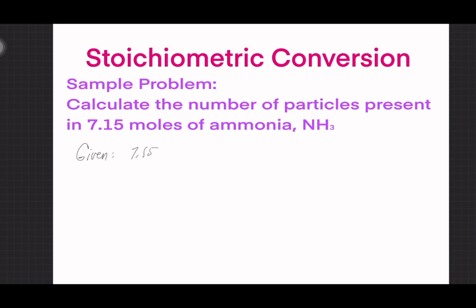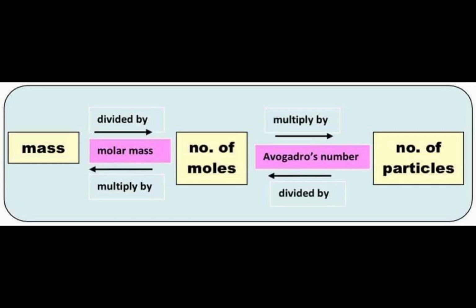Now, sa kaning sample problem, kinahanglan nato ang number of particles given na ang number of moles. To solve, we need to multiply number of moles with Avogadro's number, or 6.02 times 10 to the 23 particles.